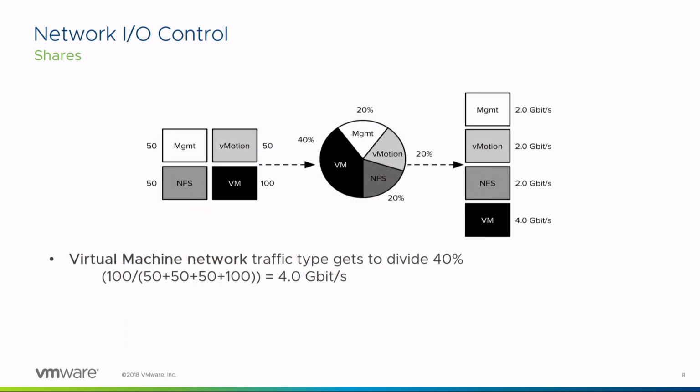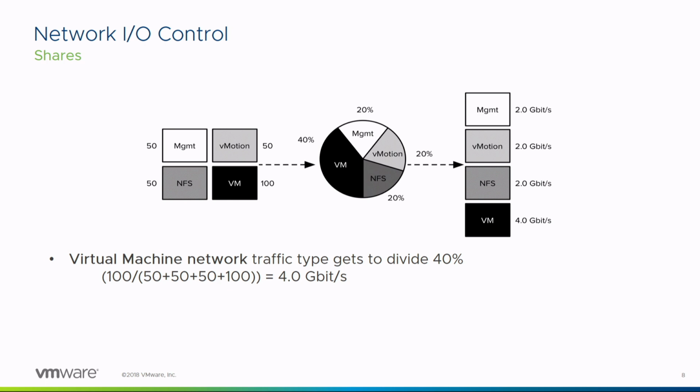So if we look at how that gets divided, and obviously this is a theoretical example, we will see that VM traffic, because it has a higher share number, will get 40% of the slice. And that translates using this formula to 4 gig of network bandwidth entitled to VM data. And 2 gigs for NFS, vMotion, and management.